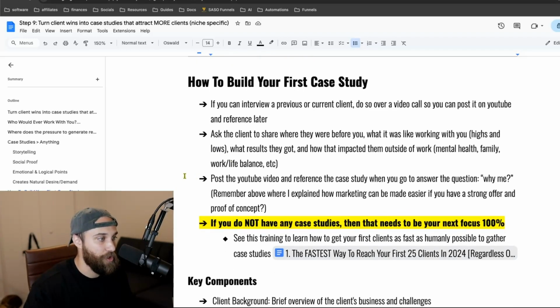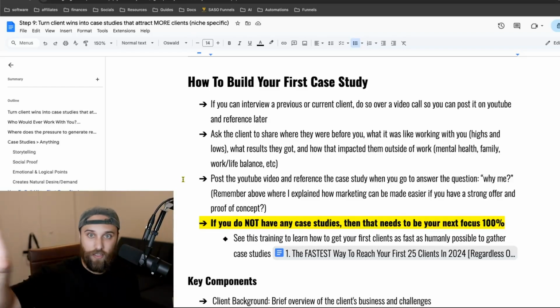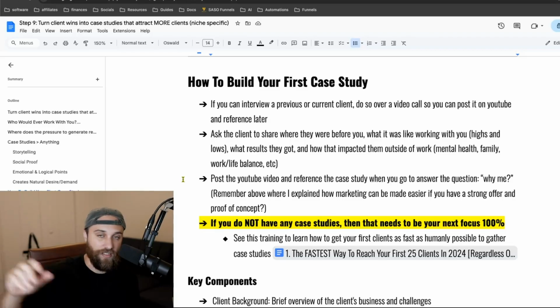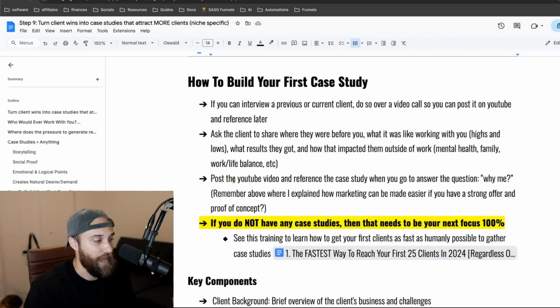Then you take the video, you post the video on YouTube, and you can reference the case study when you go to answer the question, why me? We covered this in step 6 when you're doing your PAC content, your problem engineering content, where you have to frame yourself as a solution. When you're framing yourself, you can say, oh, hey, we got these results. Check out the interaction here. Check out the case study here. Check out the interview here, right? So that's what the purpose is. It's not only saying, hey, I've done this before, but go ahead and fact check me on that, right?